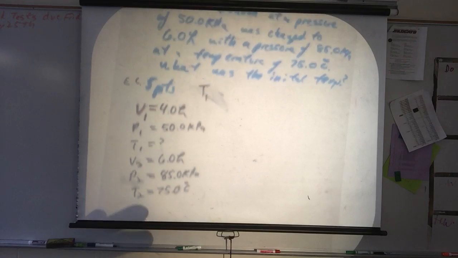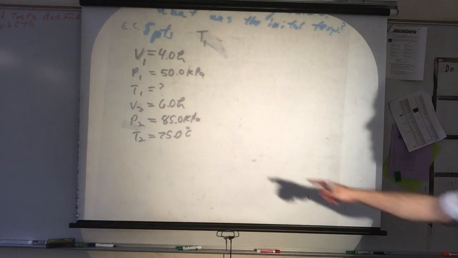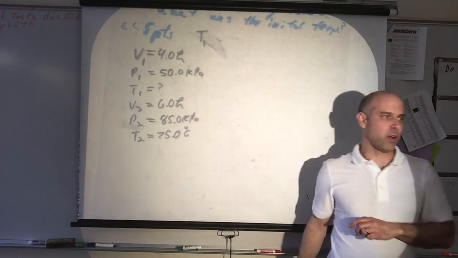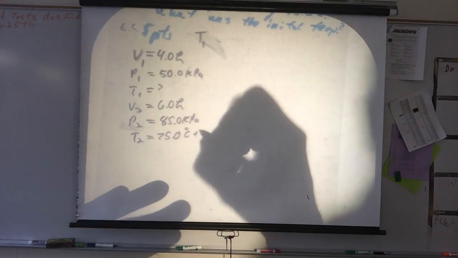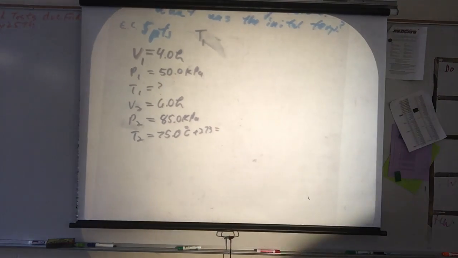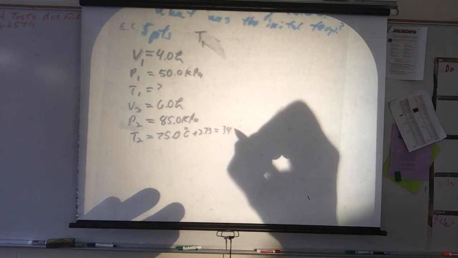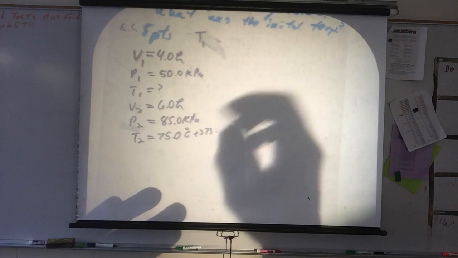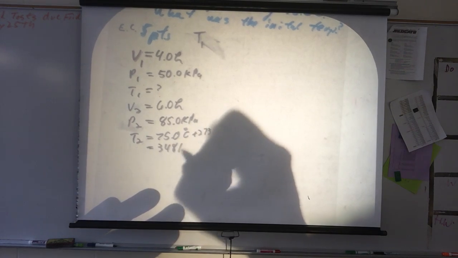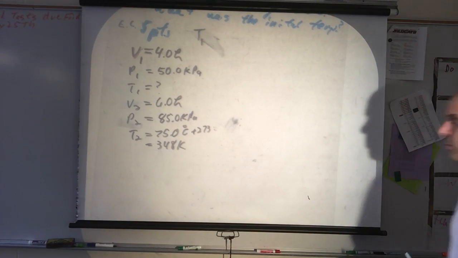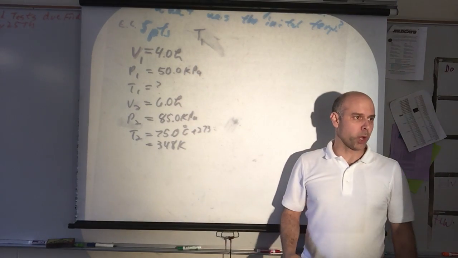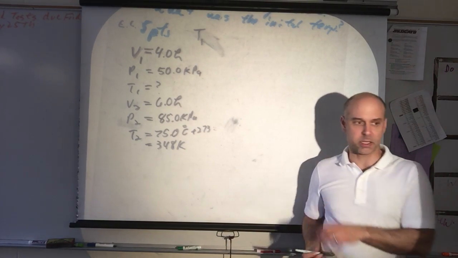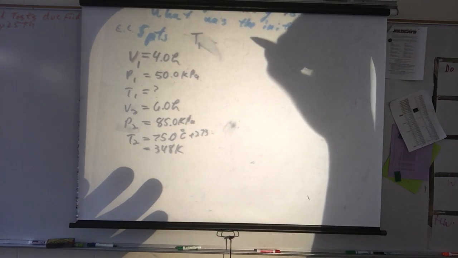And anytime you're given a temperature, go right away and convert it to Kelvin. So that means add 273. Don't even wait, just go ahead and add the 273, which comes out to be 348 Kelvin. Based on the information that we know, there's only one equation that's going to work, and that's the combined gas law. So write down your combined gas law.